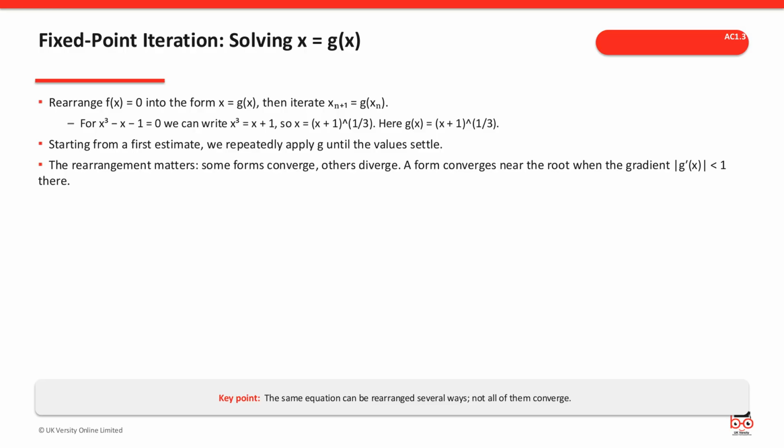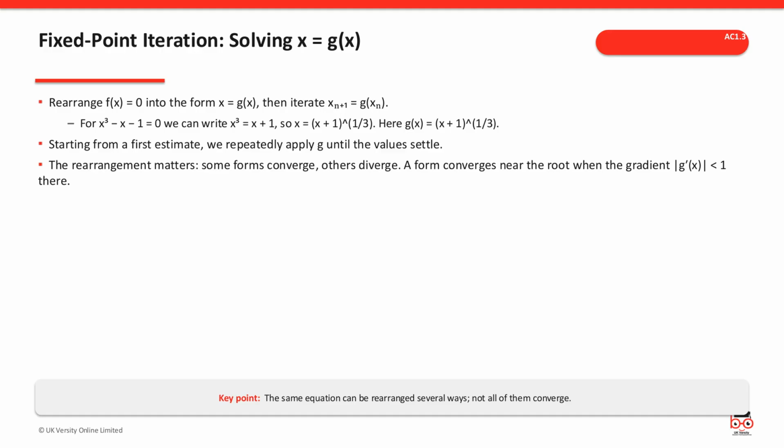Let's come back to iteration and turn it into a general tool for solving equations. The idea is to rearrange f of x equals 0 into the form x equals g of x, and then iterate with x sub n plus 1 equals g of x sub n. Take our equation x cubed minus x minus 1 equals 0. We can write x cubed equals x plus 1, and so x equals the cube root of x plus 1, which makes g of x the cube root of x plus 1.